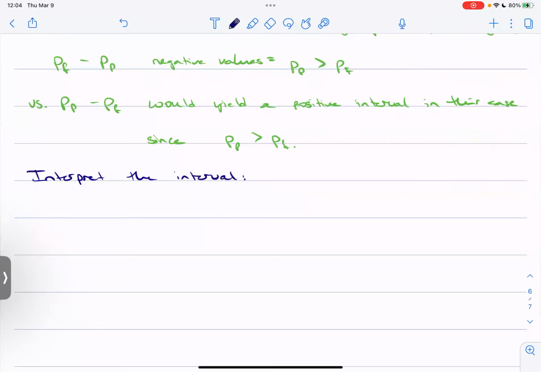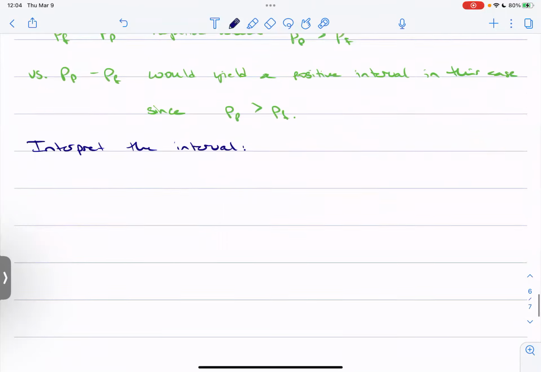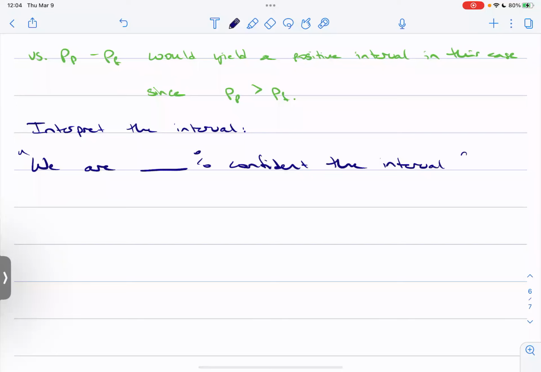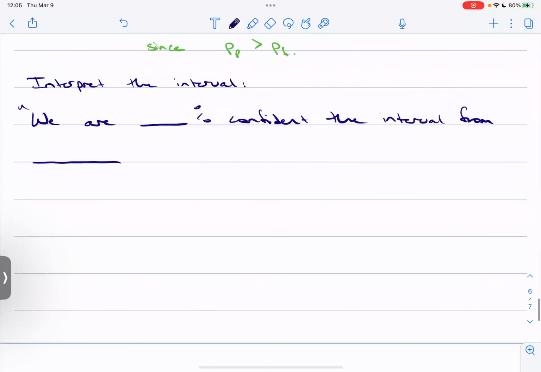I want you to use that same blurb that we introduced before. What I'm going to do is write out the generic blurb and then we're going to fill it in. So we are blank % confident the interval from blank to blank captures. Now, that word captures is still an important word. Captures the true difference, because now we're talking about the difference in proportions.